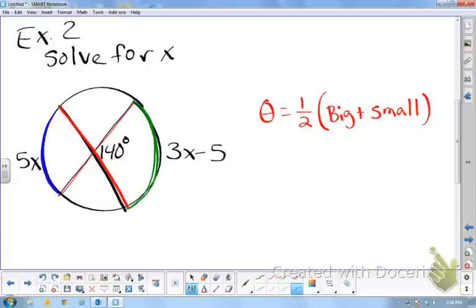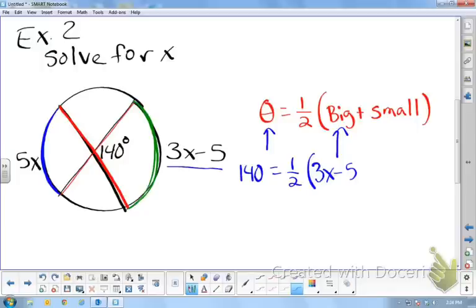This time we're trying to solve for x though. So once we plug stuff in, we're going to have an equation we have to solve using algebra. So first, everywhere I see theta, I'm going to replace with the angle, 140. So instead of writing theta, we write 140 equals 1/2 the big arc. Now, to me, it looks like the green arc is bigger. So we're going to have 3x minus 5 first. We're replacing that for the big arc plus the small arc, 5x.